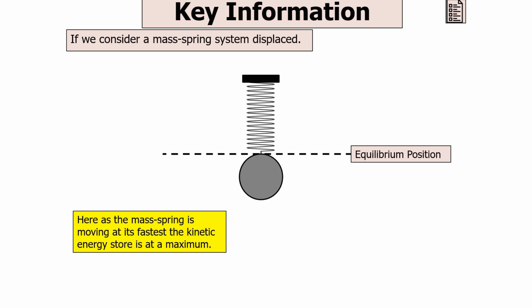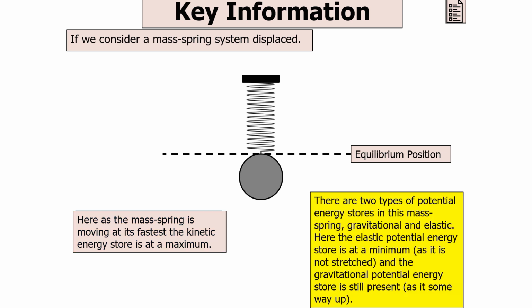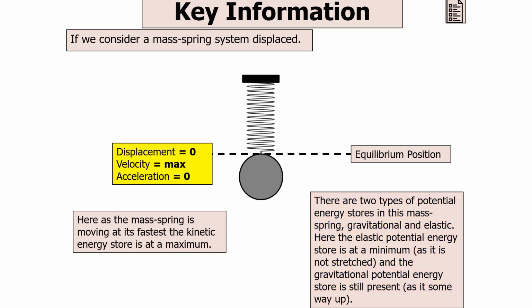Now here we're at equilibrium and the mass spring is now moving at its fastest. The kinetic energy store is at a maximum. Once again, our elastic potential energy store is at a minimum as it's not stretched, and the gravitational potential energy store is still present as it's some way up. We know here the displacement is equal to 0, the velocity is a maximum, and the acceleration is 0.